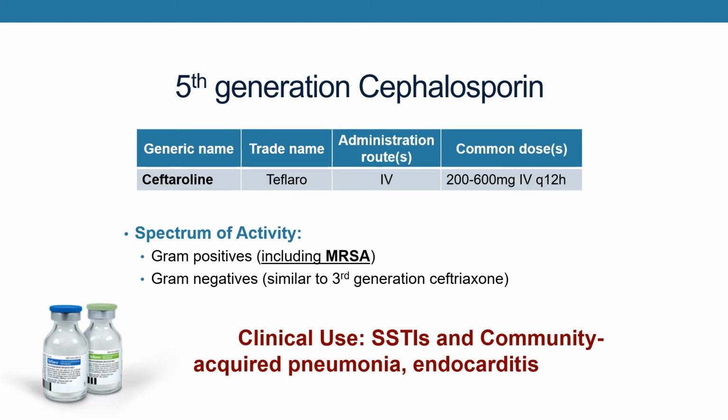There's also only one 5th generation cephalosporin to know, and that is ceftaroline. This is a relatively new and expensive medication that is generally reserved as a backup after treatment failures. The most notable thing about this drug is that it covers MRSA. It is the only cephalosporin that covers MRSA. You can think of its coverage similar to the third generation cephalosporin ceftriaxone, except that this one has MRSA coverage. Clinically, you will see it used in infections such as skin and soft tissue infections, pneumonia, and endocarditis.